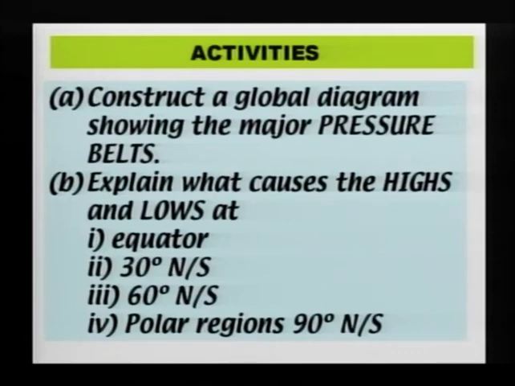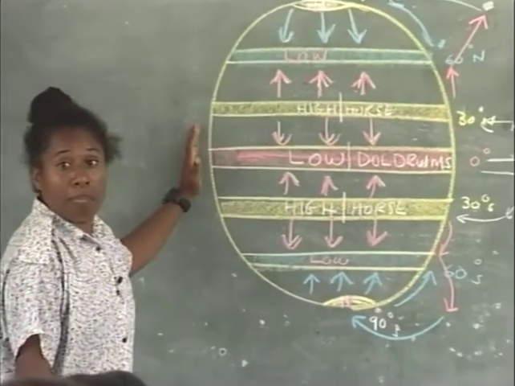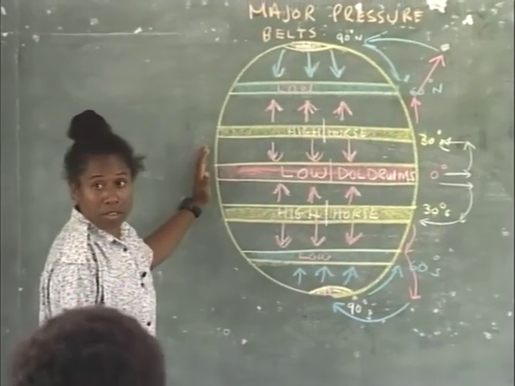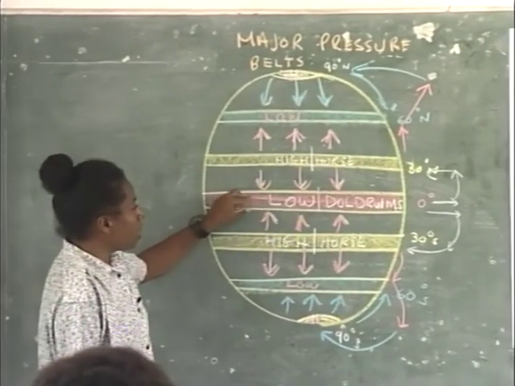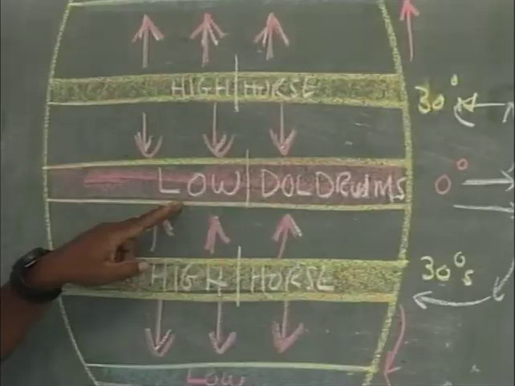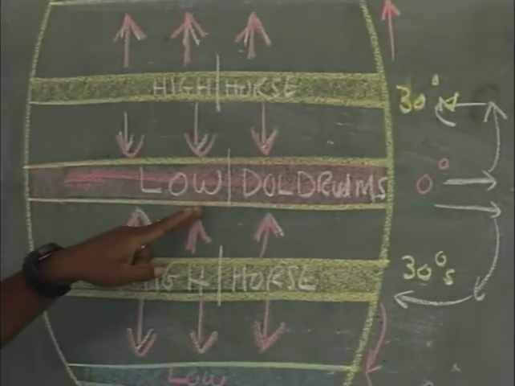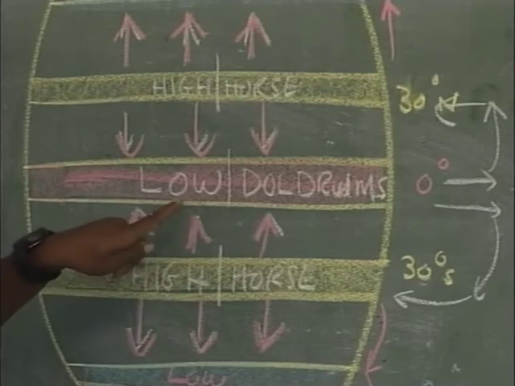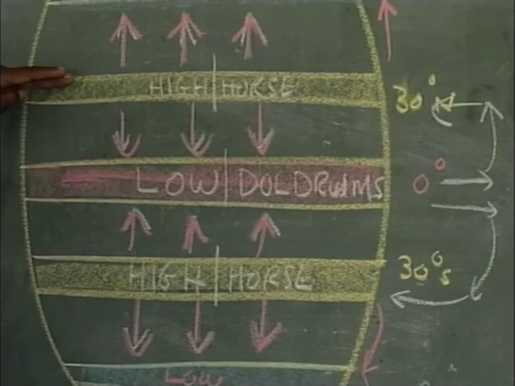Okay, to conclude our lesson for today, I'll quickly go through the information again on the board here to show us the major planetary pressure belts. And the major planetary pressure belts are at the equator, we have a low pressure, that is the doldrums. The low pressure is mainly as a result of high temperatures, warm air rising, giving rise to a low pressure area.